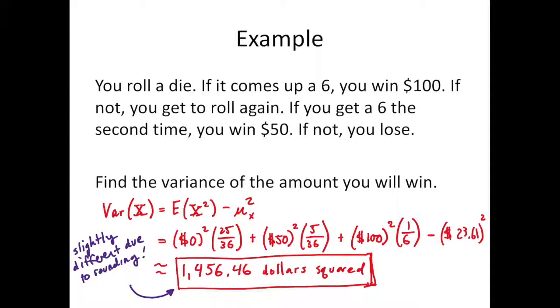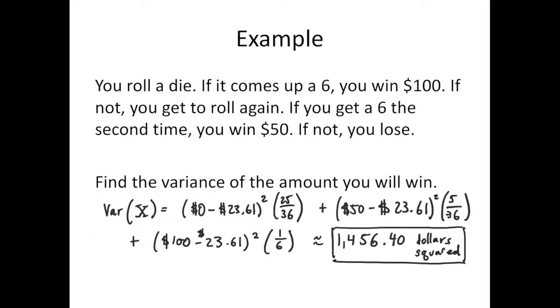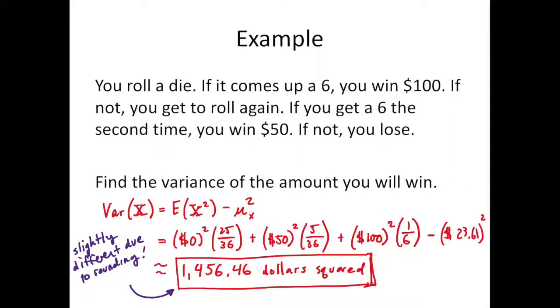Now I'm going to start with 0 squared times 25/36 plus 50 squared. So I'm not calculating any deviations here. 50 squared times 5/36 plus 100 squared times 1/6. So that's the first expected value of x squared, those first three terms that are being summed up. And now at the very end, I'm subtracting off 23.61 squared. Now in the end, I get $1,456.46 squared, which is slightly different from the previous slide where I had 456 and 40 cents. Here I have 46 cents.